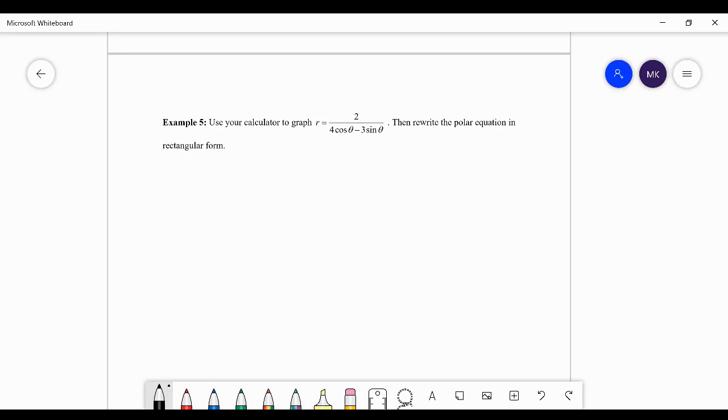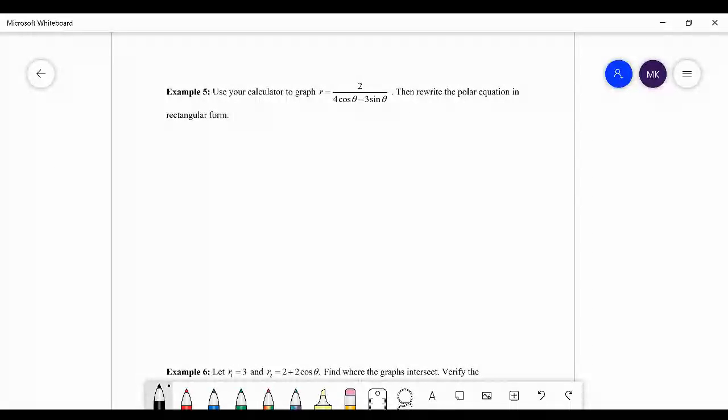Now, about this next one. You can use your calculator and graph this and see it's kind of a cool little thing. But I want to focus on how we rewrite this in rectangular form, because that's really the important piece. I can guarantee you I will give you a question like this on the test. If you're watching this for one of my classes, I guarantee this will show up on a test.